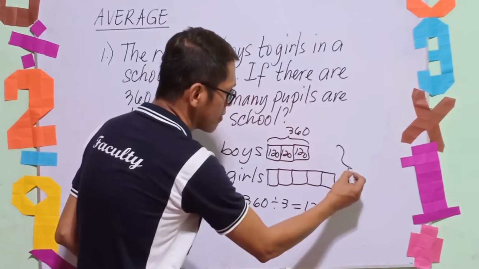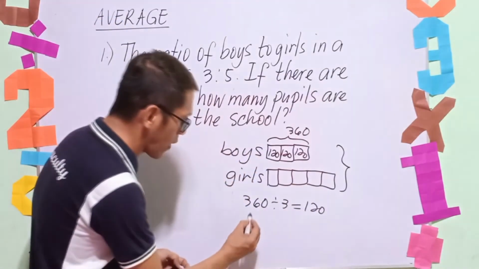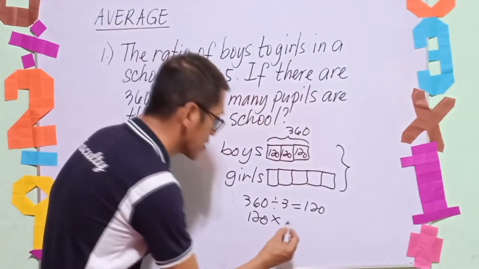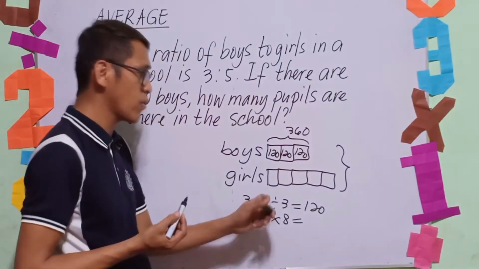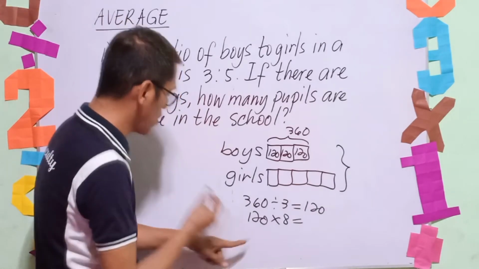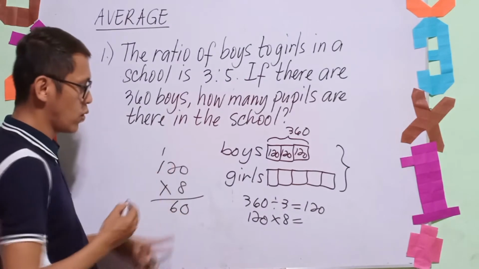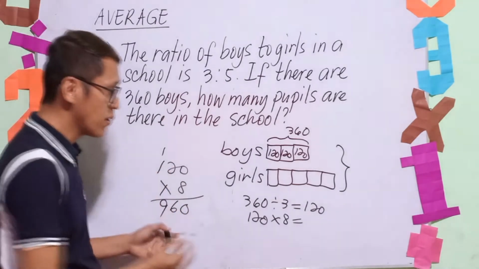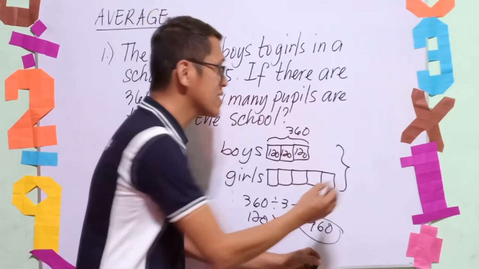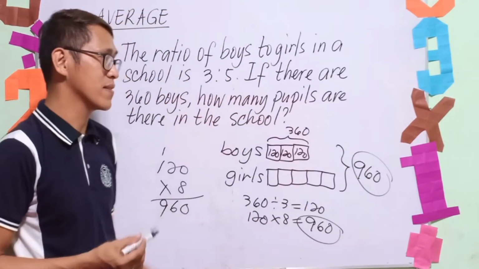If you want to get the total number of pupils in that school, you can multiply 120 times the number of blocks. How many blocks are there? There are 8 blocks, correct? So just multiply 120 times 8, because each block represents 120. That's 0, 16 carry 1, 9. So there are 960 pupils in the school.